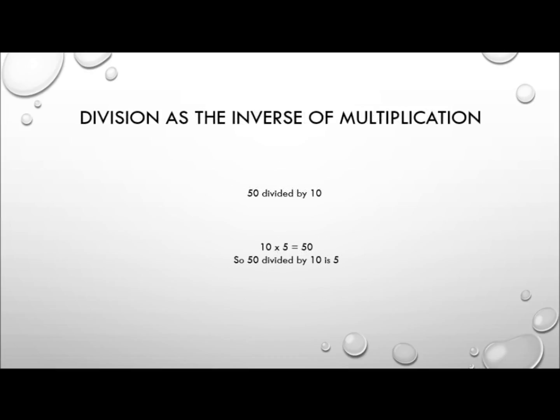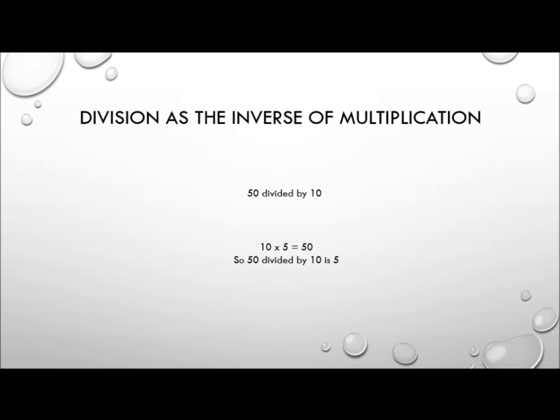Another way to look at it, and the more mathematically preferred way of looking at it, is to see division as the inverse of multiplication. So 50 divided by 10 is 5 because 10 times 5 is 50.